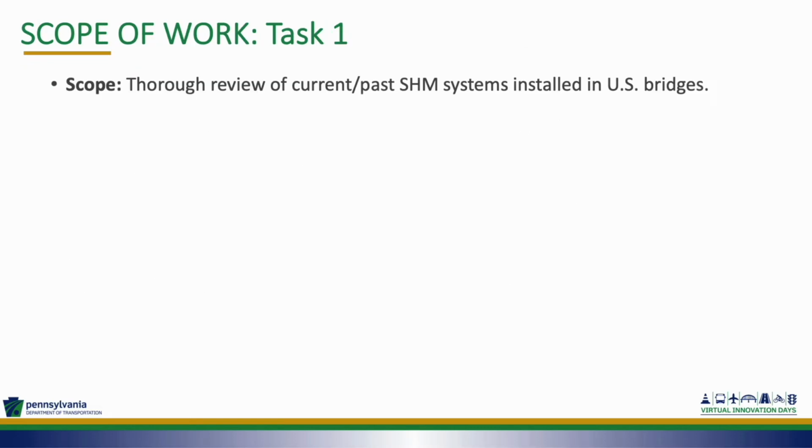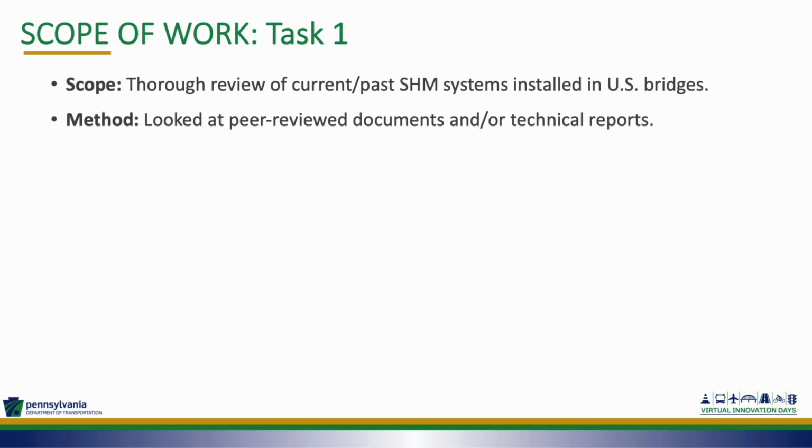So let's begin with task 1. The main scope of this task 1 is a thorough review of current and past SHM systems installed in US bridges. We looked at peer-reviewed documents and other technical reports that are of public domain, and we identified the 67 bridges that have been instrumented with some sensors and with a clear SHM strategy in mind.